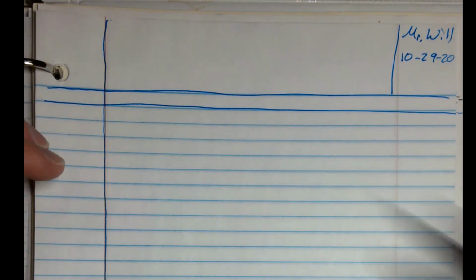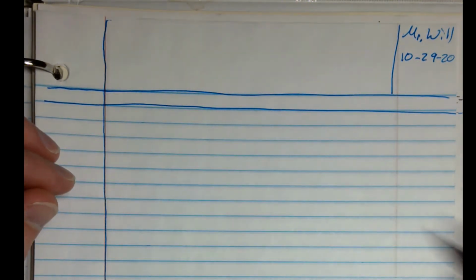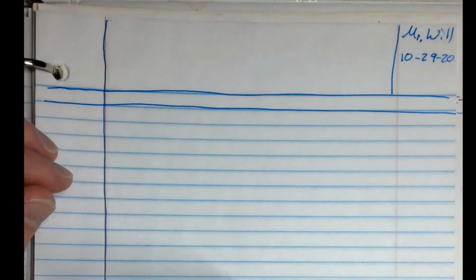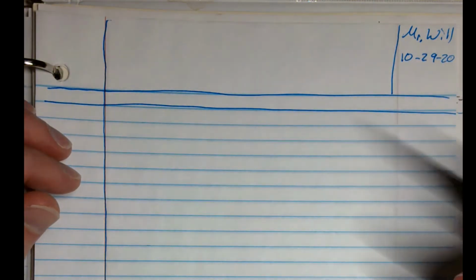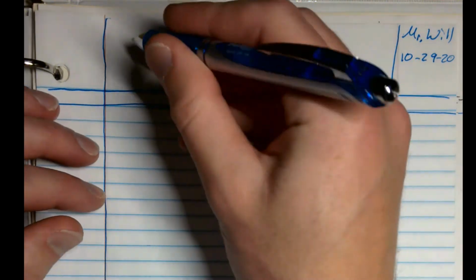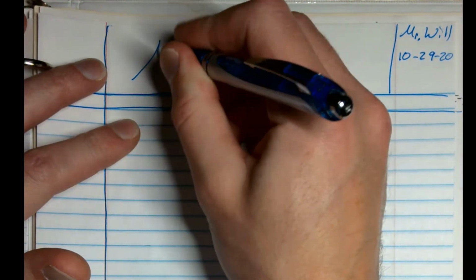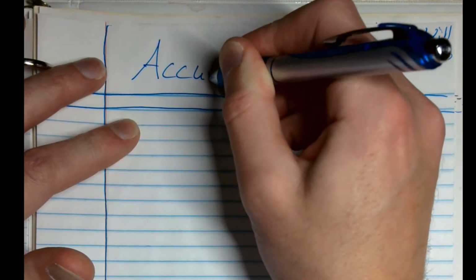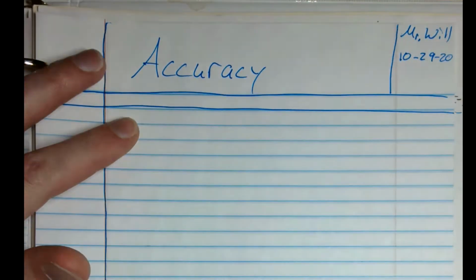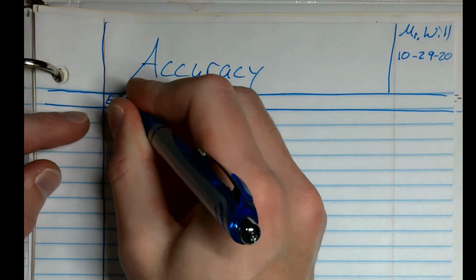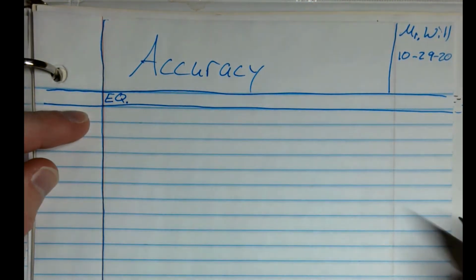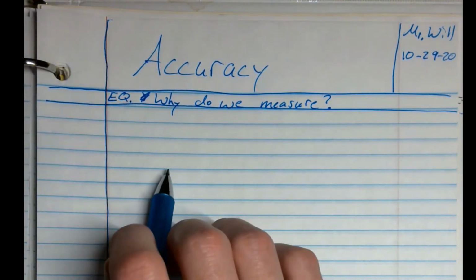So what we're going to take notes on is actually dealing with how or why we do measurements. So it's still measurement, but I think accuracy really ties this one together. So accuracy, let's put that up top. So our essential question for today is, why do we measure?